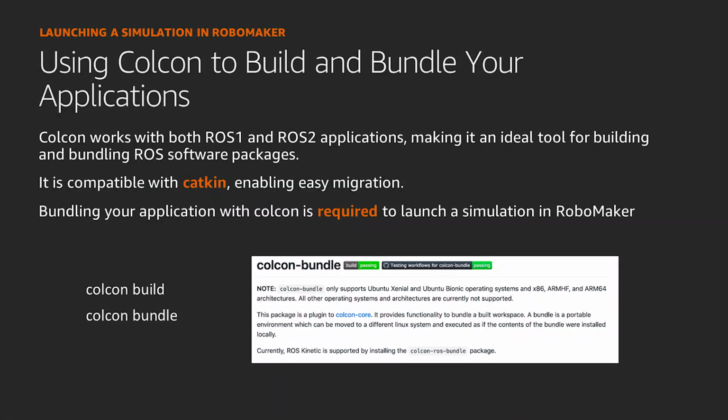In order to run a ROS application in a RoboMaker simulation job, you'll need to build and bundle the application with Colcon. Colcon is a command line tool that improves workflows for building and bundling software packages and supports both ROS 1 and ROS 2 applications. It is compatible with Catkin, which is popular with ROS 1 developers, making it easy to migrate. The two main commands to prepare your application in a ROS workspace for RoboMaker are colcon build and colcon bundle.